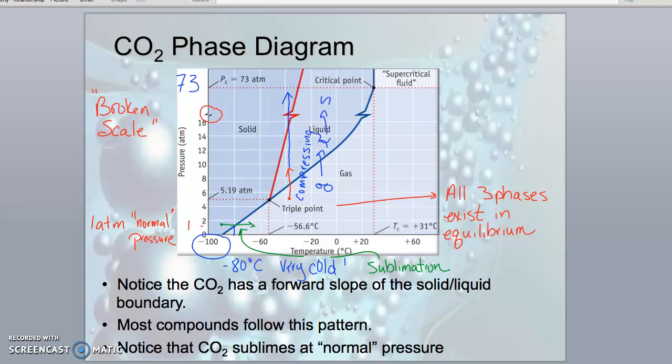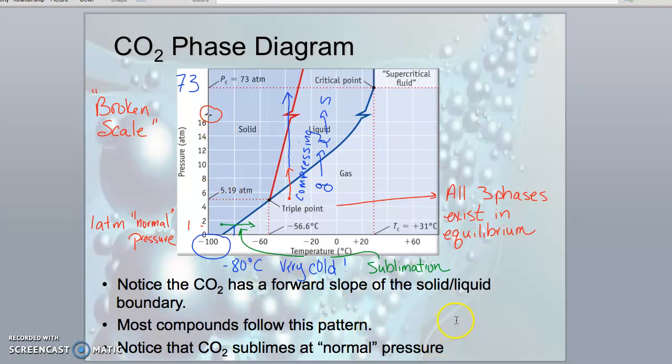Also notice that we've got this funny broken scale up here, and it just went non-linear. See, we went up to 73 here. They put this dotted line in it at a pressure of 73 atmospheres. So they put this little jog in there. You might see that.